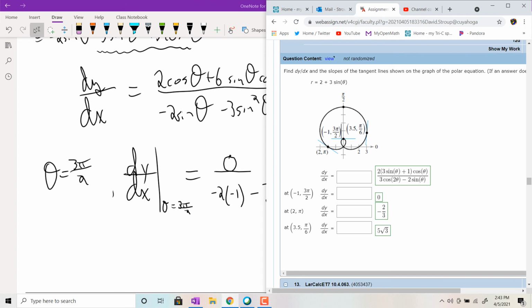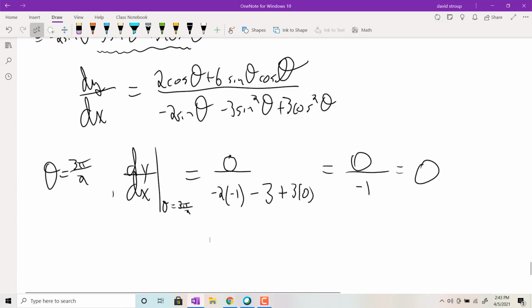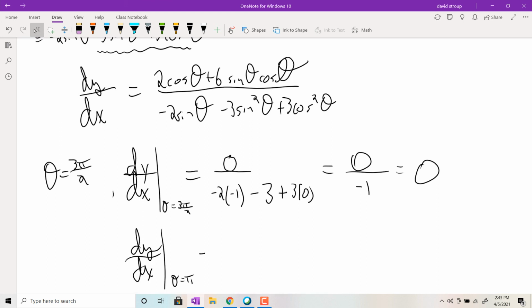The second guy at pi. So derivative of y with respect to x when theta is pi. So in the numerator, cosine of pi is -1, so I get 2 times -1. Sine of pi is just 0 though, so you get plus 0. In the denominator, 0 minus 0 plus 3 times -1 squared is just 3. So you get -2/3.